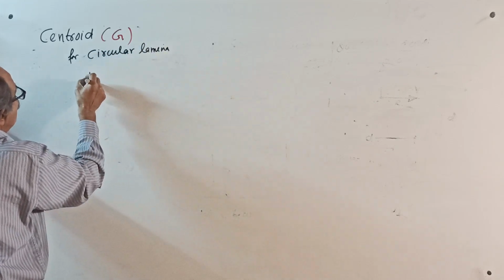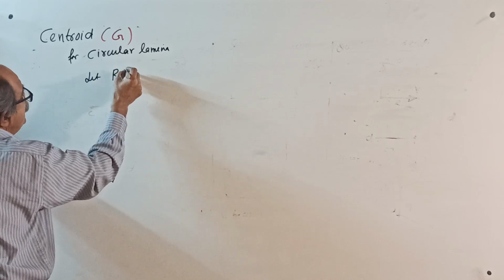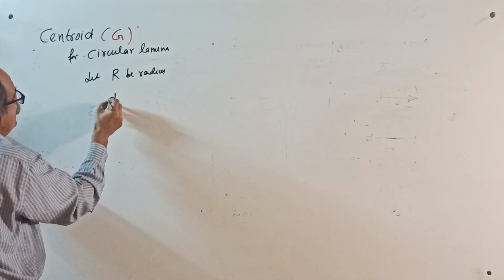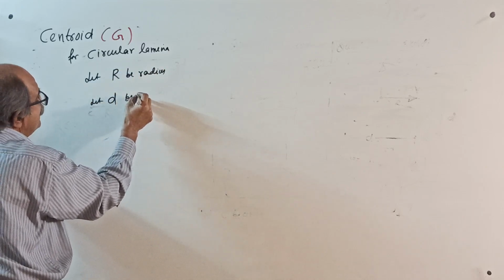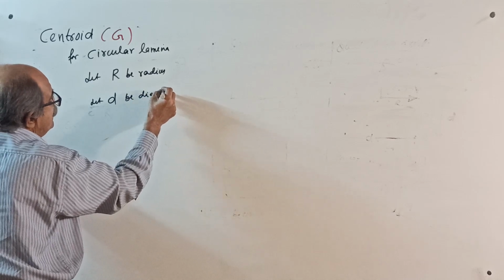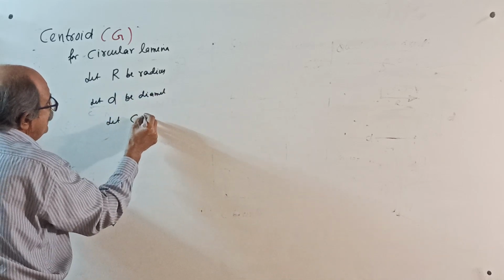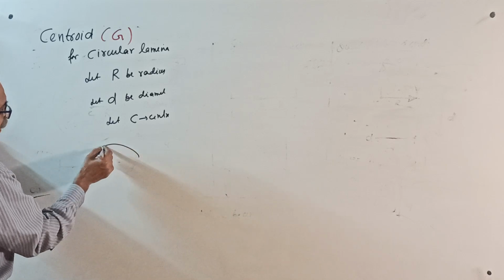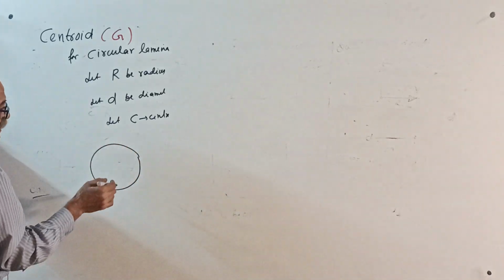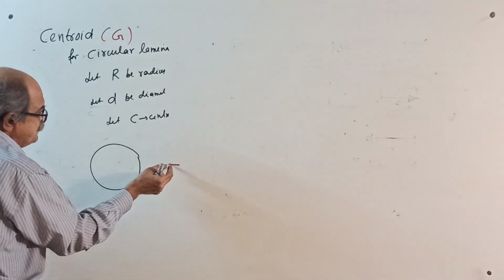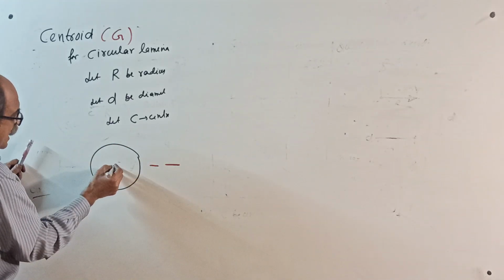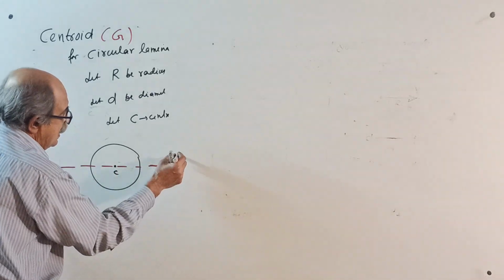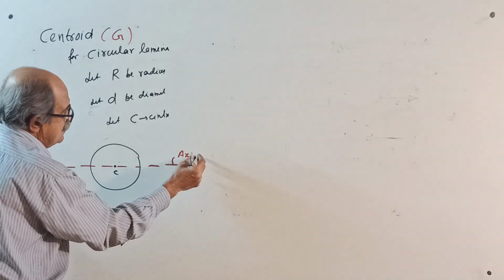Let R be the radius, let D be the diameter, and let C be the center. Now see, a circle is always like this. If I draw one axis here, this is the center, and this is the diameter. This is an axis of symmetry.